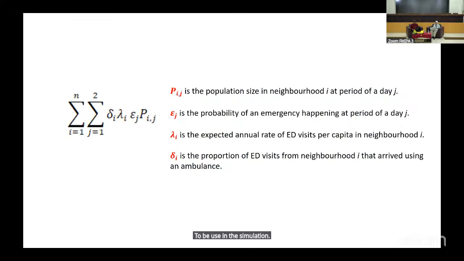Okay, so this is just a little bit of the maths of what's happening. It's very simple. In the end, we want to estimate the population size per neighborhood and the probability of the emergency happening, as we said earlier, the expected annual rate of ED visits per capita in each neighborhood, and the proportion of ED visits from neighborhoods that arrive with an ambulance.